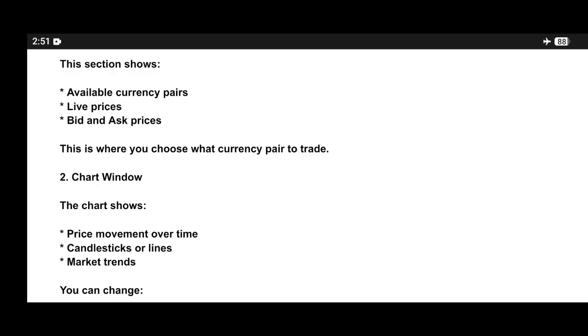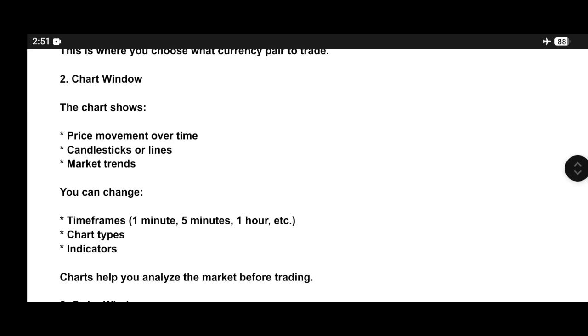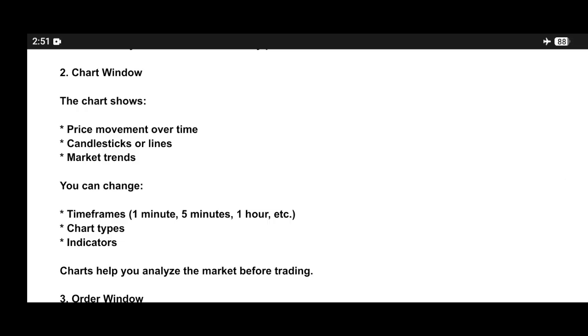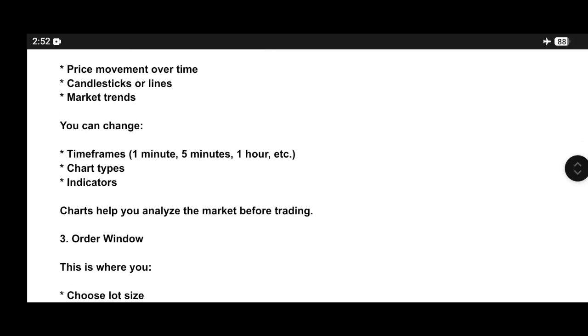Then number two is the chart window. The chart window shows the price movement over time, candlesticks or lines, and market trends. You can change the time frame from 1 minute, 5 minutes, 1 hour, etc. You can change the chart type, and also you can change your indicators. The chart helps you analyze the market before trading.